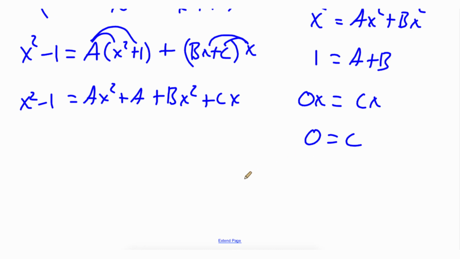Next thing we need to look at is our plain constants that don't have any x's in them. On the left-hand side, we have -1, and on the right-hand side, we have a. So a is -1. We still don't know what our b value is, so we need to go up to our top equation and plug in our -1 for the a. I would take that -1 and add it over to the right-hand side, so we end up with a b value of 2. So we've got an a value of -1, a b value of 2, and a c value of 0.